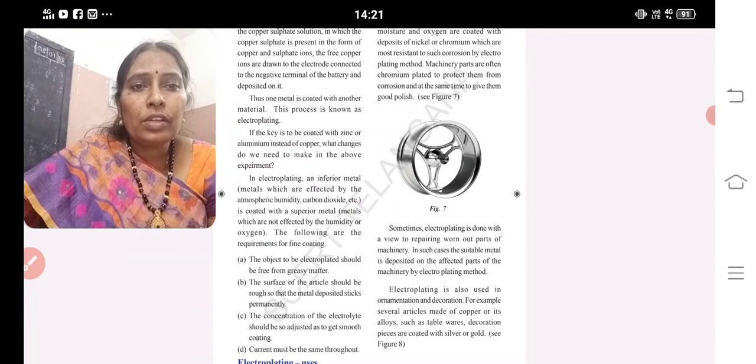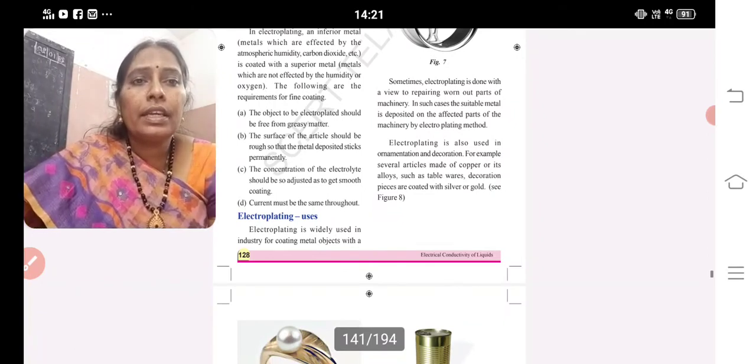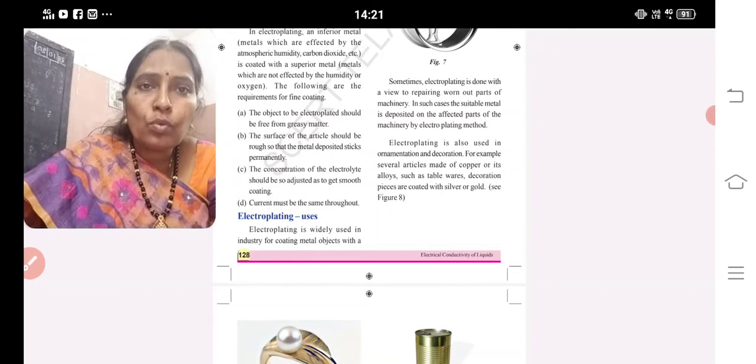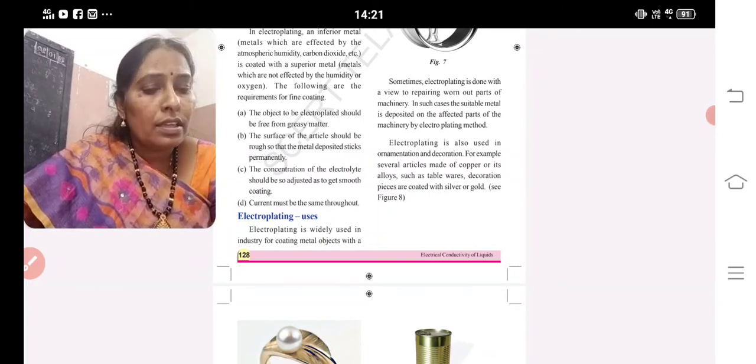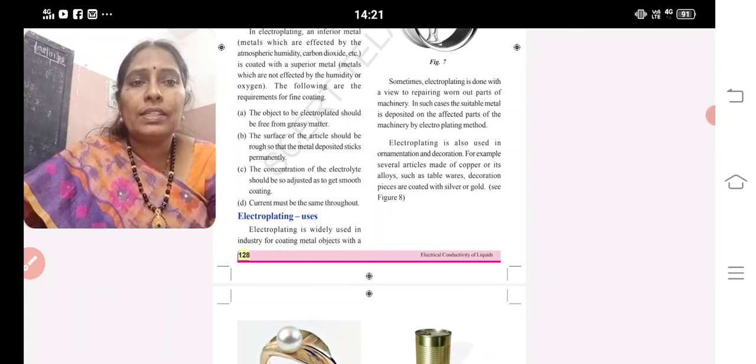The concentration of the electrolyte should be adjusted so as to get a smooth coating. Current must be the same throughout the process. To get an equal coating, we have to adjust the concentration of the electrolyte. The liquid which you are using should have the same concentration so that a smooth coating can be done throughout the process, and the current should be maintained equally throughout the process. These are some precautions you have to take before electroplating.